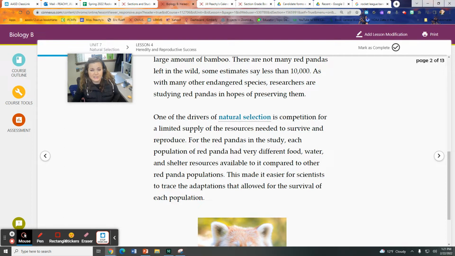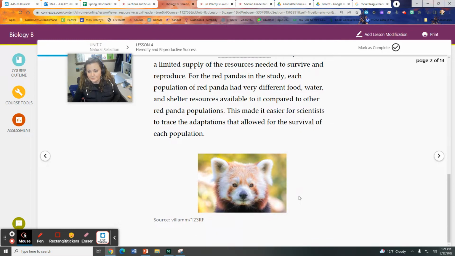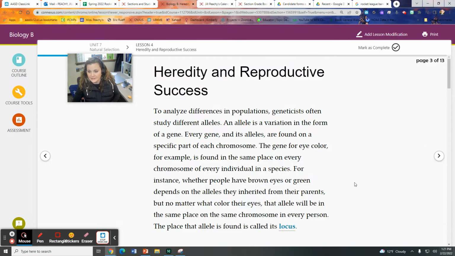And if a species doesn't have the resources needed to get the food or space or whatever it would need for survival, the whole species cannot do very well. So that's kind of what this first slide is talking about. Then it just is reviewing a little bit about genetics.